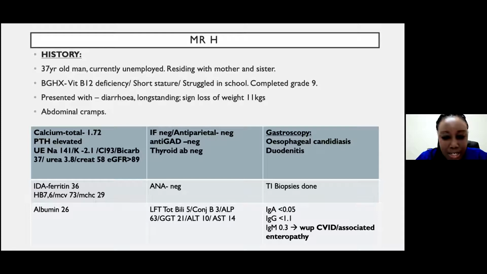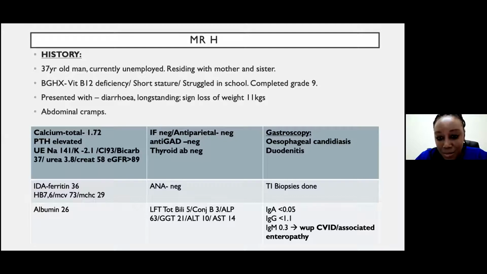He had signs and symptoms that we thought were in keeping with a possible autoimmune polyglandular disease, which we worked him up for, but most of his antibodies were negative at the time we saw him, and his ANA was negative too. When he did his gastroscopy, we saw that he had extensive esophageal candidiasis, and there was evident inflammation in his duodenum. Biopsies were taken.